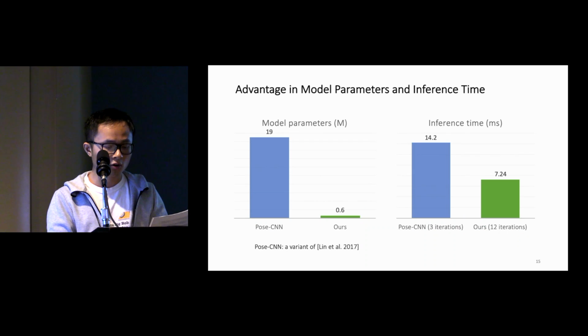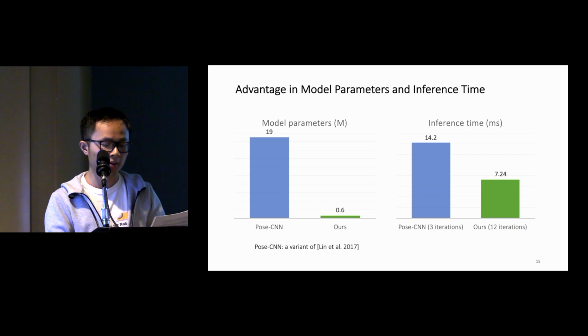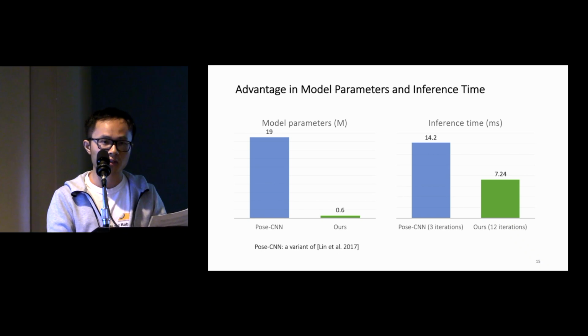Our method is not only accurate, but it is also very small and fast. Compared to a baseline algorithm using a convolutional network to regress a pose iteratively, our network uses orders of magnitude fewer parameters and can achieve fast inference on a commodity GPU.